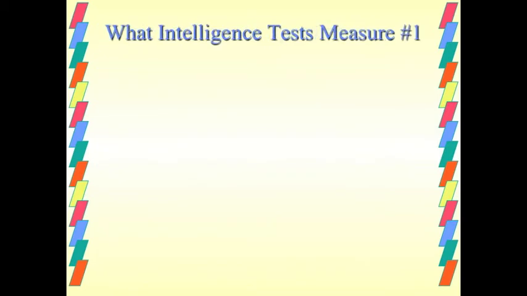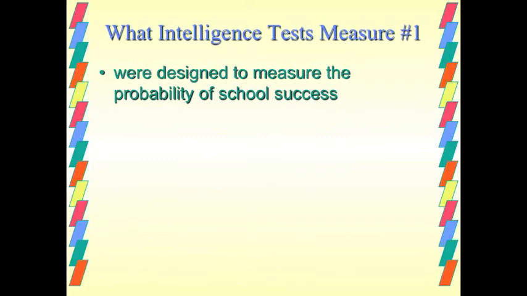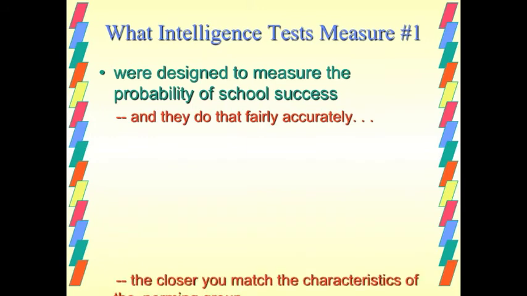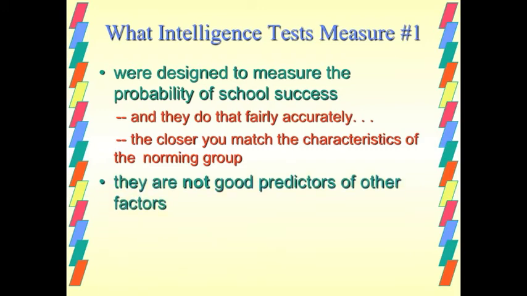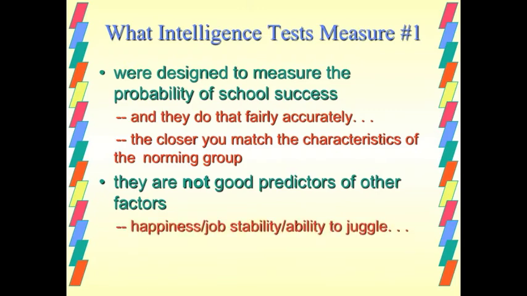What do intelligence tests measure? Well, they were designed to measure the probability of school success. That's the original thing in France. Can you develop a test which will show me whether these kids will be successful in school? Yes, they do that fairly accurately. Again, the caveat: the closer you match the characteristics of the norming group. So if you are, once again, a middle class or upper middle class white male, probably, then the test is pretty accurate for you. The test is not a good predictor of other factors like happiness, job stability, ability to juggle, and the like.